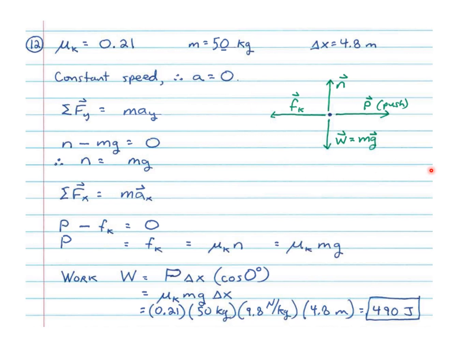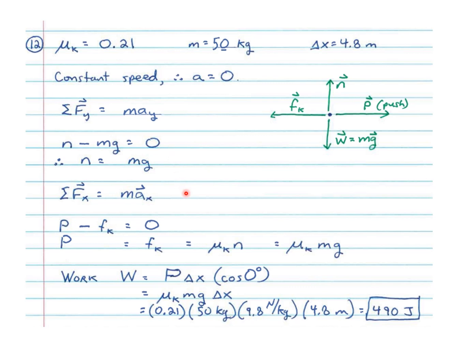Let's draw a force diagram. Normal force up, weight down. We have the force of our push to the right and friction force to the left. Now let's do F equals ma. In the y direction, we have normal force up minus weight down equals 0. And that tells us that normal force is equal to mg.